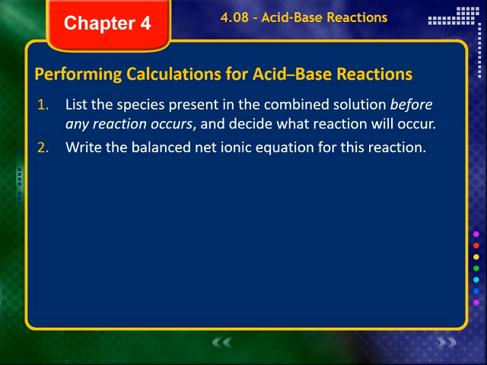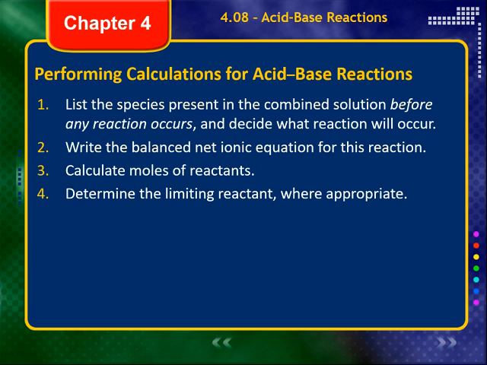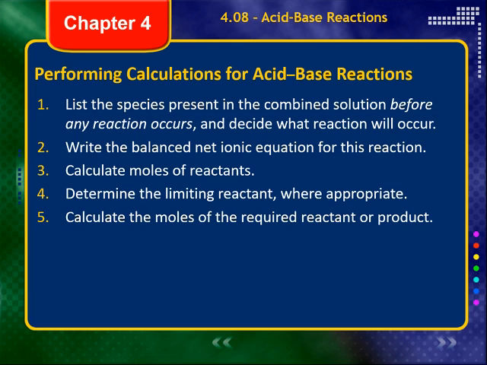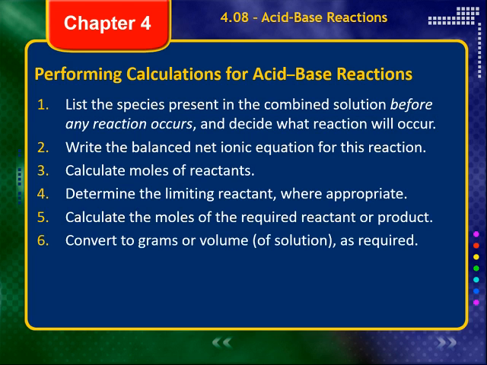Again, balanced net ionic equation, meaning you're getting rid of all the spectator ions. That's going to allow you to identify the species that are participating in the reaction. And that's going to make it a little bit simpler for you when you go to calculate moles of the reactants, determining the limiting reactant, if it's appropriate, and then calculate the moles required for that reaction or product, and then convert to grams or moles or whatever as the question requires.